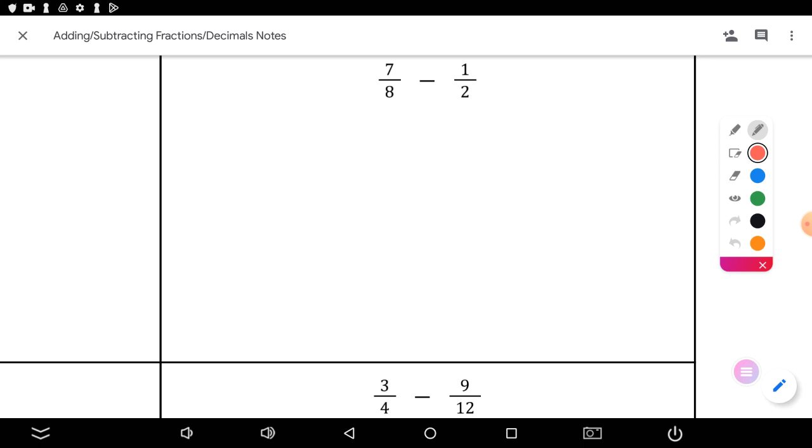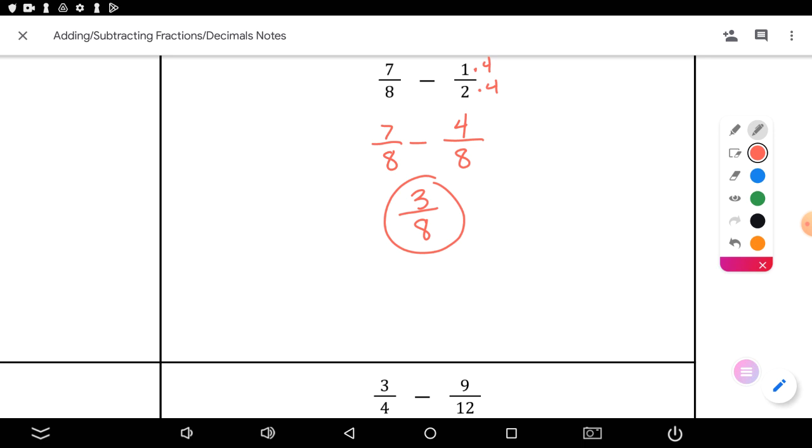Into an 8, yep. So this one is going to stay 7/8 minus, I want this one to be an 8, so we do times 4, times 4, 4 times 1 is 4. Now that I have a common denominator, Kinley, what do we do? Okay, what is 7 minus 4? 3, and my denominator stays the same. 3/8. Best answer, why? Can't be reduced, and it's not improper.